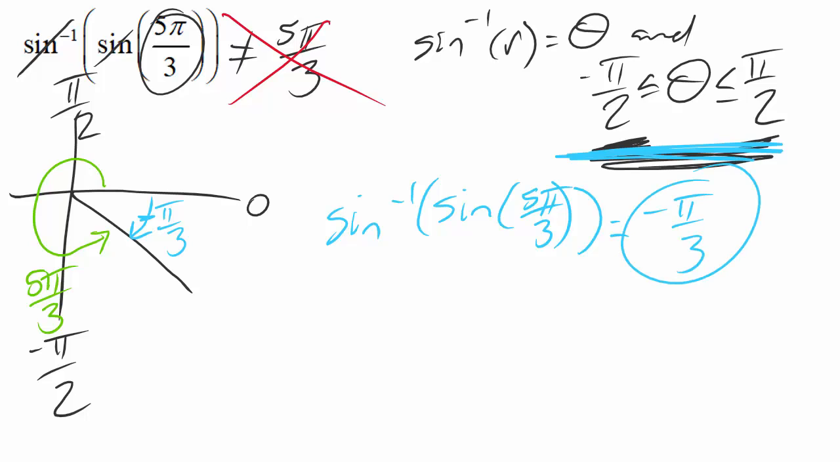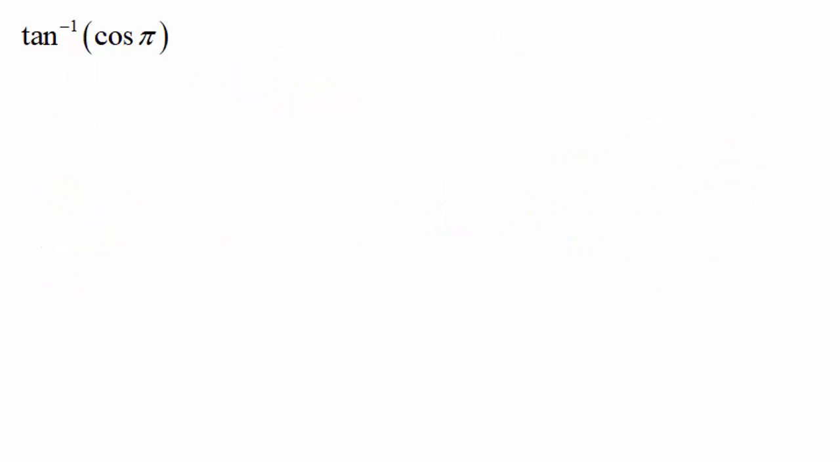negative pi over 3. Alright, for this problem we're asked to simplify tangent inverse of cosine of pi. Now we're going to treat this just like we would any other order of operations type of issue. We're going to do what's inside the parentheses first. So we're going to look at cosine of pi.